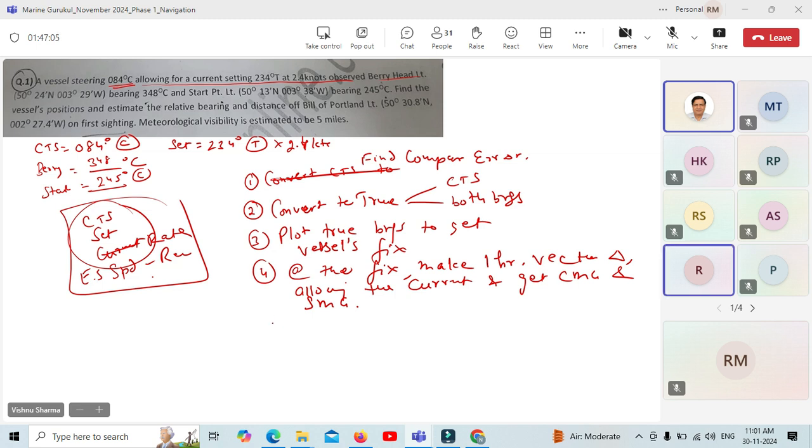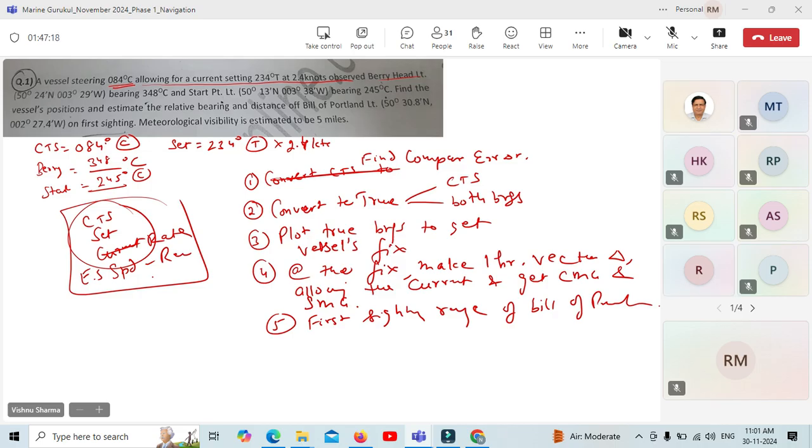Next, you will find the first sighting range of Bill of Portland. And now you will cut from the Bill of Portland that range, and you will then get the position. From there, you have to get the relative bearing.